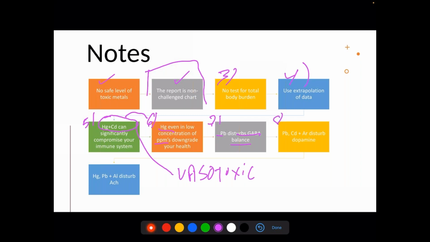And if you have lead, cadmium, and arsenic, you will disturb dopamine. And one more thing as I make this closing remark on this particular slide: if you have mercury, lead, and aluminum, you're going to disturb acetylcholine. So here's the whole story. Neurotransmitters are significantly affected by having even low concentrations of mercury, lead, and cadmium.